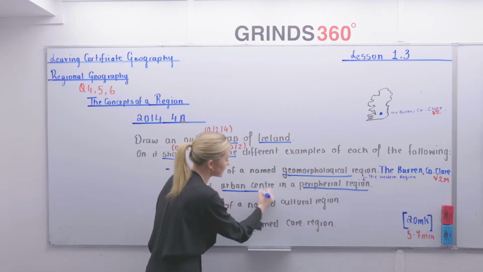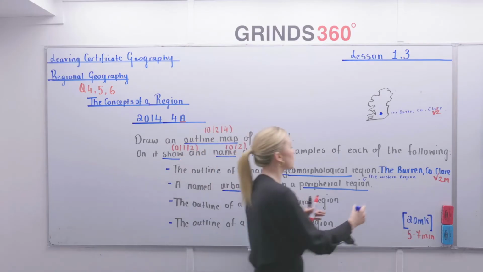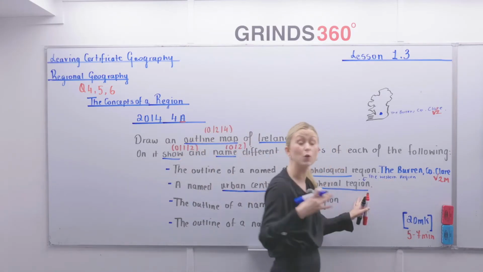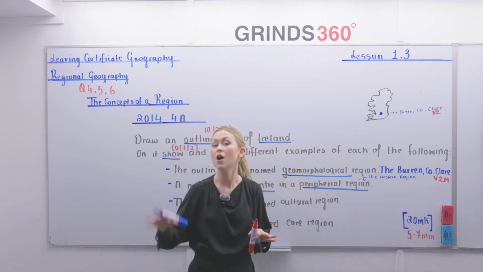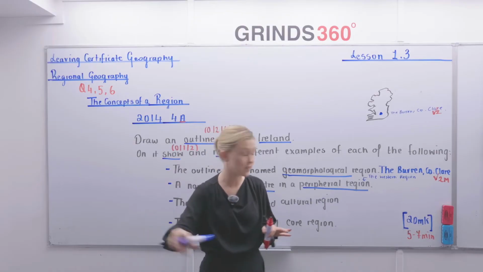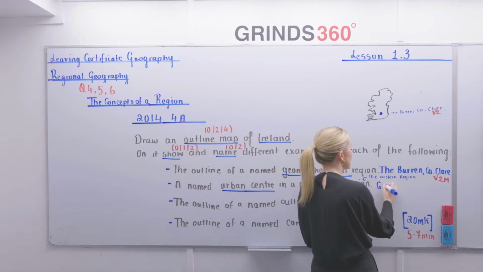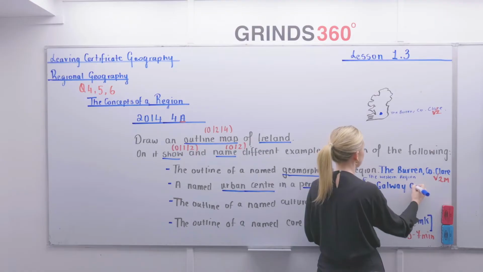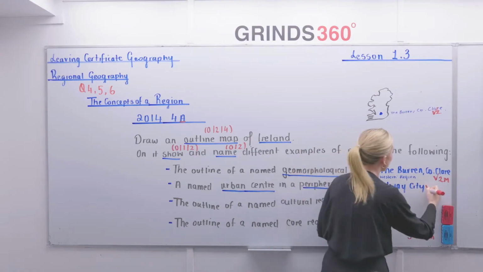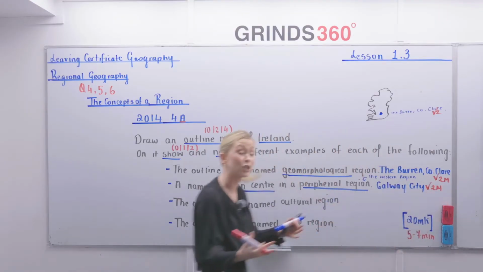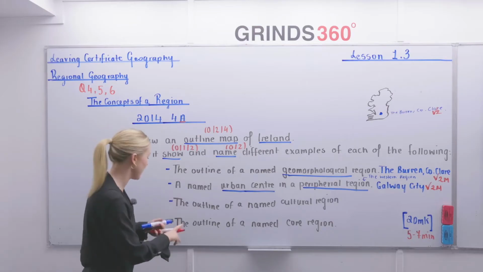But what's the urban centre? What's the town? What's the city? Well, we're going to go for the most famous one in the western region. The western region has 3 counties: Galway, Mayo, and Roscommon. Here, this is going to be Galway City, not Galway, Galway City. Get it nice and accurate. Once that's shown, I'm going to get a tick and 2 marks. Imagine 4 marks just for that, 1% of your written paper.